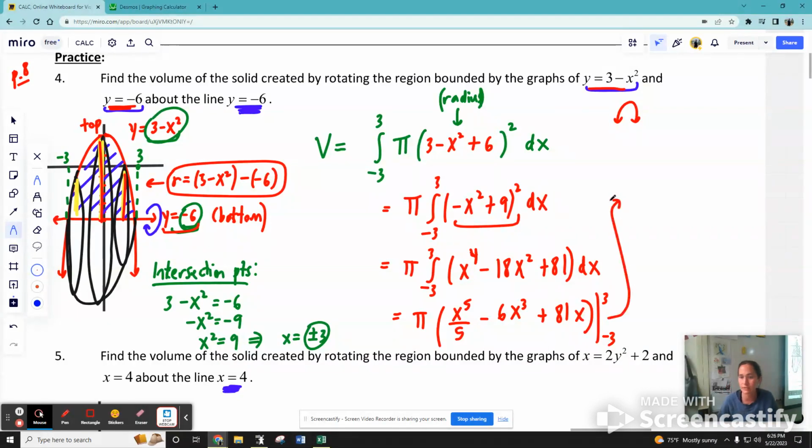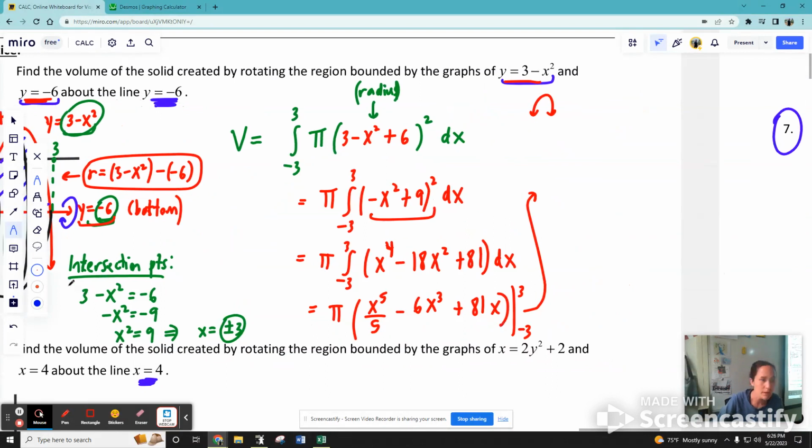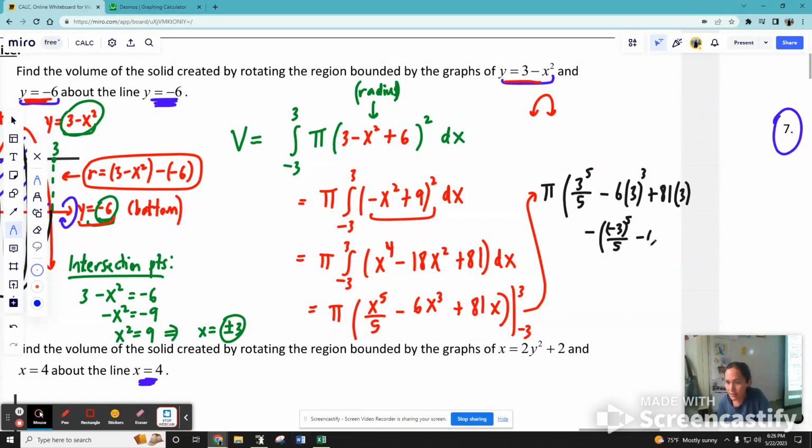And I might have to scoot things up to have enough space for this. So you plug in the top number, and we're going to subtract what we get when we plug in the bottom number. So this is pi times 3 to the 5th over 5 minus 6 times 3 to the 3rd, plus 81 times 3. And we are subtracting, in an extra set of parentheses, -3 to the 5th over 5 minus 6 times -3 to the 3rd, plus 81 times -3.